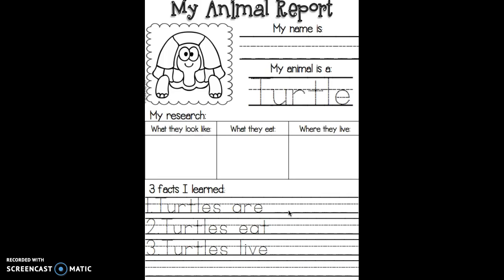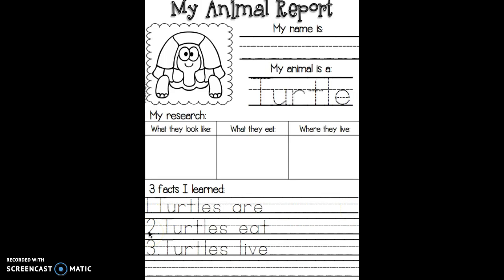Maybe you could say turtles are smart. Turtles are swimmers. Think about something you learned in the book. Don't forget to add your period at the end.